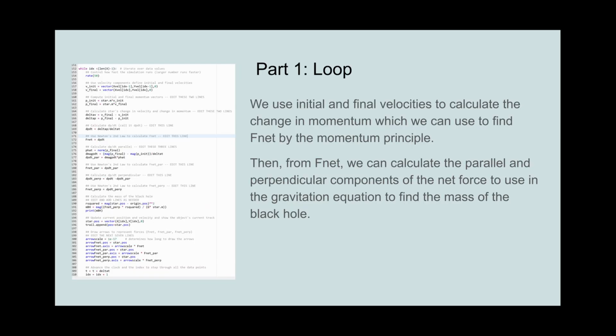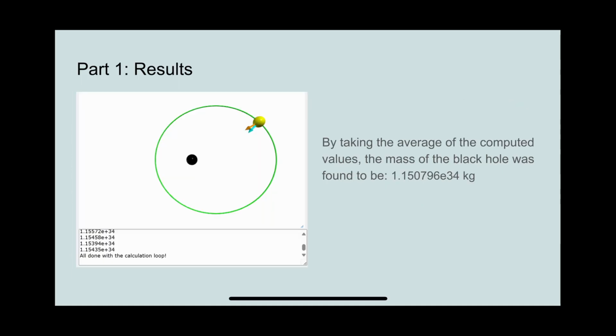So here's the loop in our GlowScript code. We can use the initial and final velocities to calculate the change in momentum, which we can then use to find the Fnet by the momentum principle. Once our code did those things, from Fnet we could then calculate the parallel and perpendicular components of the net force to use in the gravitation equation to find the mass of the black hole. And by taking the average of all the computed values run throughout the loop, the mass of the black hole was found to be 1.150796 times 10 to the 24 kilograms.